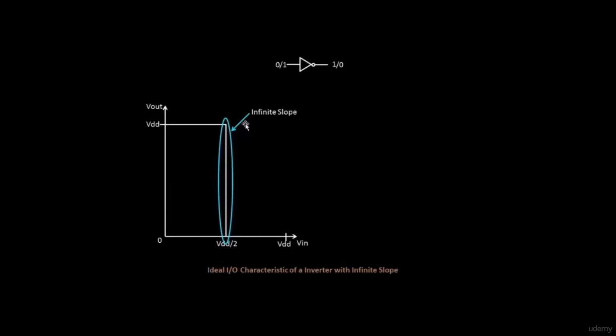Over here you see the difference on the y-axis is VDD minus 0, because it drops from VDD to 0. So the dy, the change in the output voltage, is VDD. The change in the input voltage is 0, because everything happens at this point. As a result, dy by dx is basically VDD upon 0, which is infinite. So that's why the slope of this particular curve is infinite.